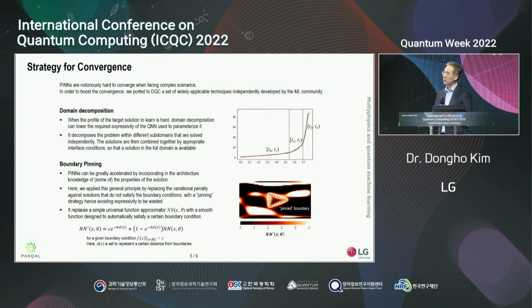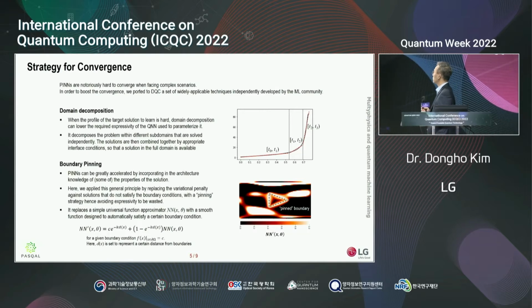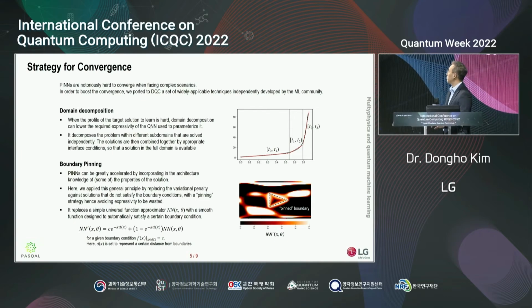Even if we use the physics neural net, it is known as notoriously hard to converge when facing complex scenarios especially. So in order to boost the convergence, we took a couple of techniques, like domain decomposition. We divide over the time domain into 3 or 2 or 4 pieces or something like that, depending on the complexity of the equation.